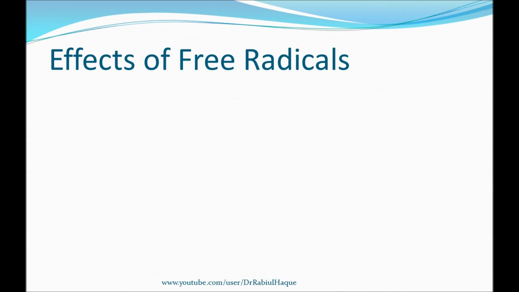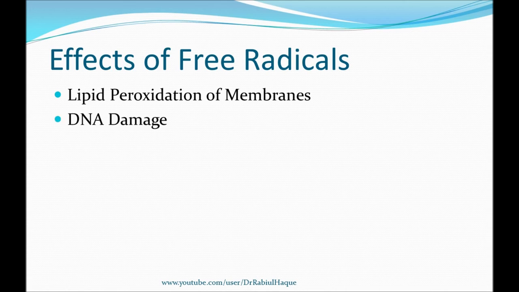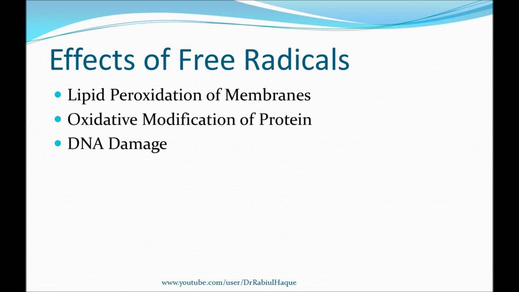They are lipid peroxidation in the membranes. The second way is by oxidative modification of proteins, and the third mechanism is by DNA damage. So let's talk about these three reactions or mechanisms one by one. So the first mechanism was lipid peroxidation in the membrane.